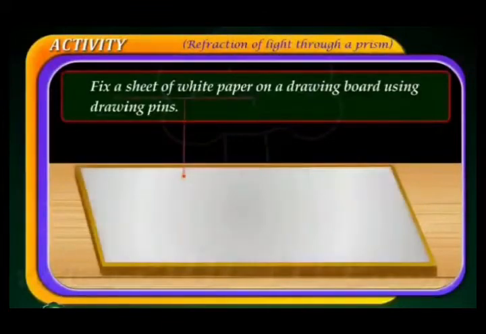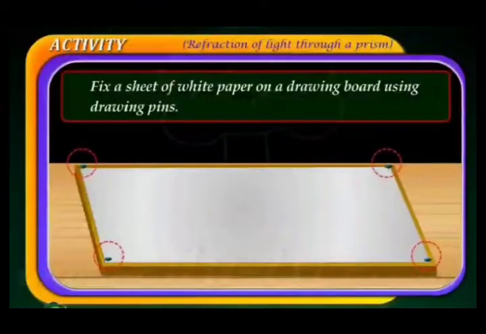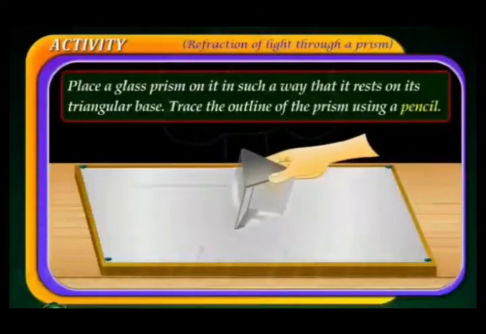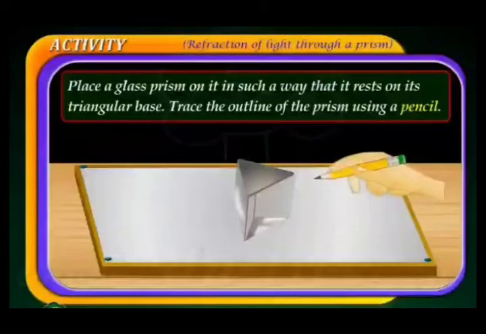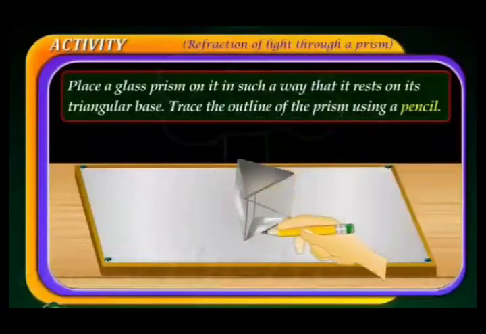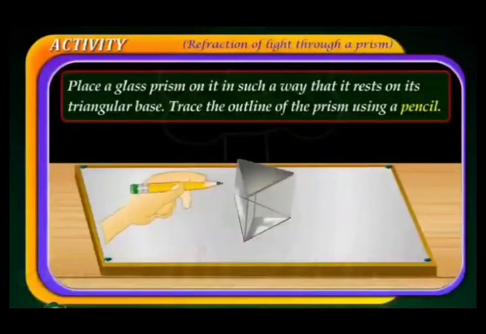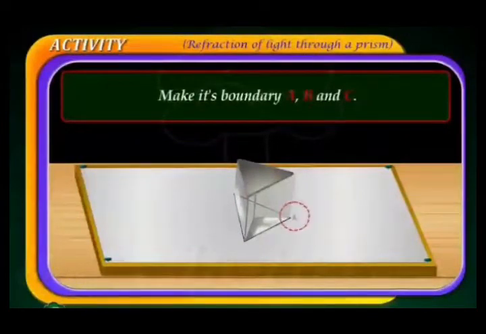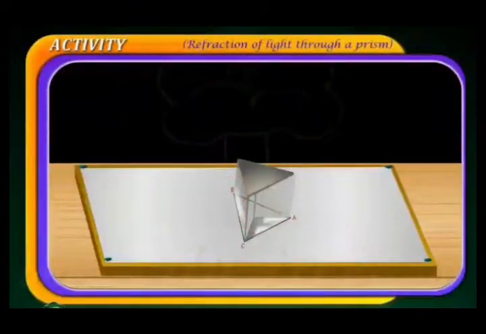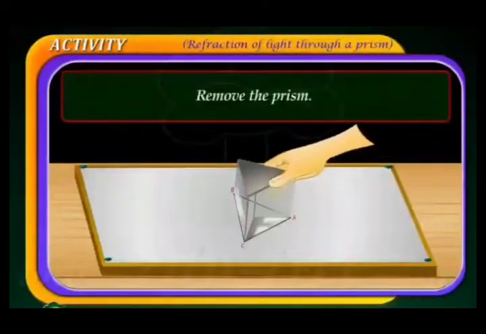Fix a sheet of white paper on a drawing board using drawing pins. Place a glass prism on it in such a way that it rests on its triangular base. Trace the outline of the prism using a pencil. Mark its boundary A, B, C. Remove the prism.